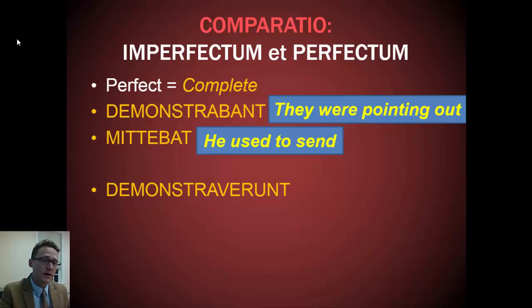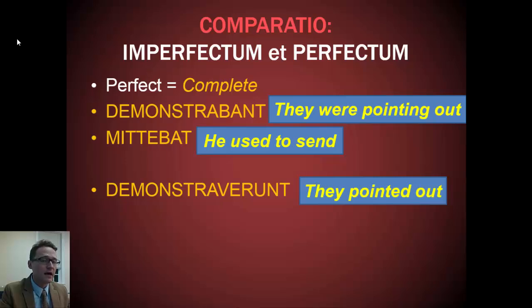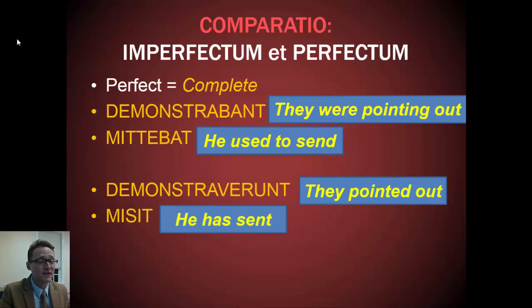On the contrary, when I use the perfect, I'm talking about it as a single thing. Demonstraverant, they pointed out. They pointed something out as a single action. Misit, he has sent. So I could say, he has sent me a birthday card for the very first time ever. So I'm talking about it as one single event.